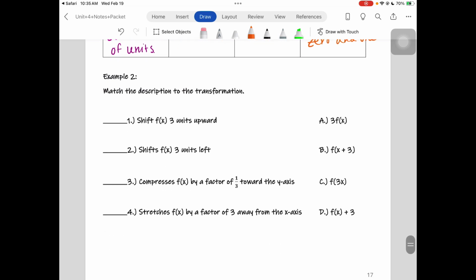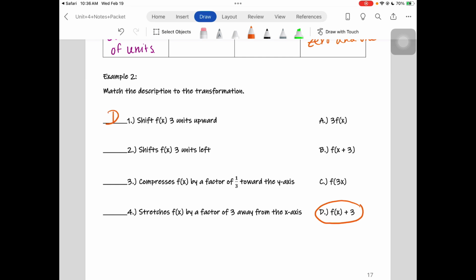So we're going to match the description to the transformation. Shift f of x 3 units upward. The way that's going to look is that you're going to have your function, and you're going to just add 3 to it, all the y values.